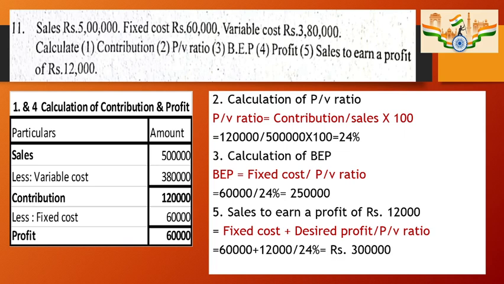Then, sales to earn a profit of rupees 12,000. This means, if you had to earn a desired profit of 12,000 rupees, how much sales should you make? So what is the formula for this? Fixed cost plus desired profit divided by PV ratio. Fixed cost is given, desired profit is given, and PV ratio has already arrived. So 60,000 plus 12,000 divided by 24% is equal to rupees 3 lakh. So this is a simple and very easy question paper.